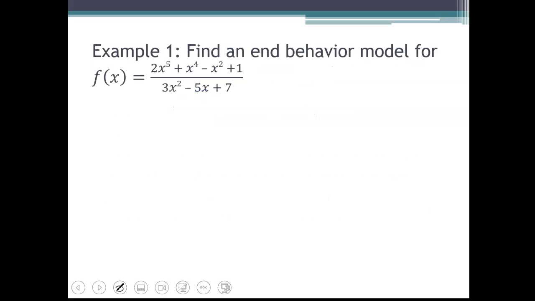So here we have 2x to the 5th over 3x squared. It's not a slant asymptote because the degrees are more than 1. It's not a 0 because the bottom isn't greater than the top. And it's not the coefficient because the degrees aren't the same. So what we want to do is construct an end behavior model.